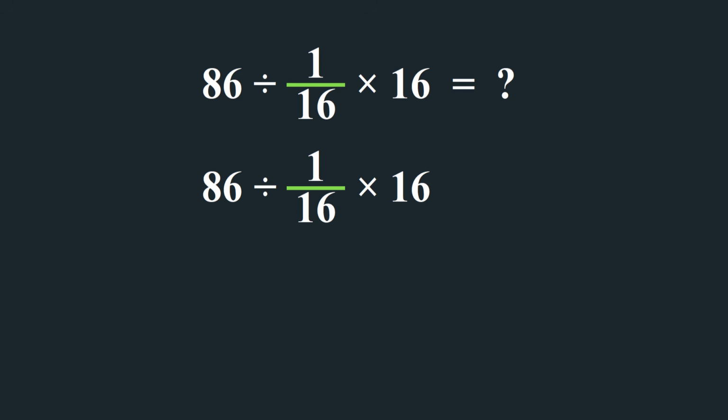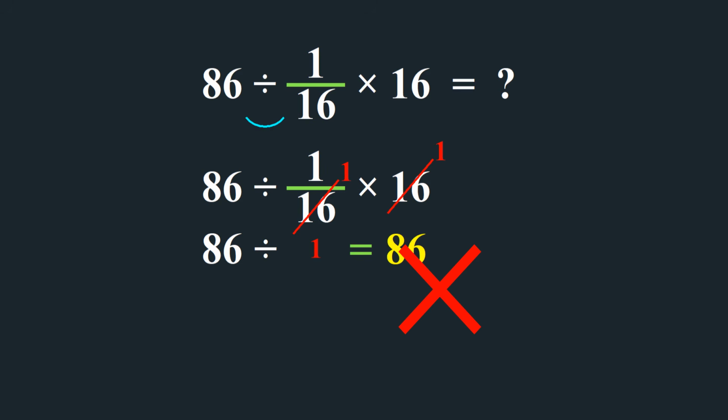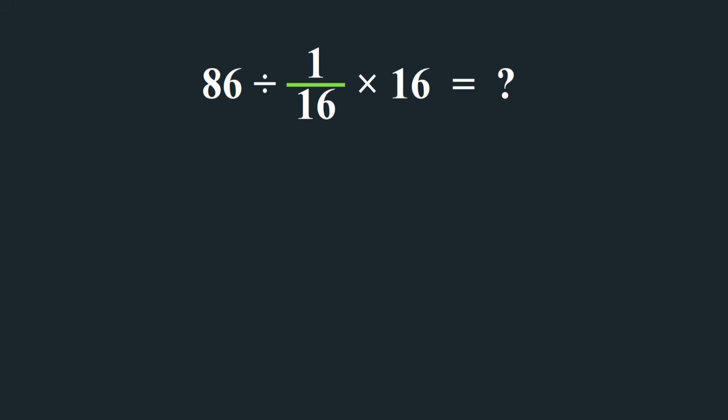We have 16 divided by 16, which equals 1. So here we have just 1. And 86 divided by 1 equals 86. But this answer is not correct because according to the order of operations, we have to do this division first, not this multiplication. So let's start the correct solution.